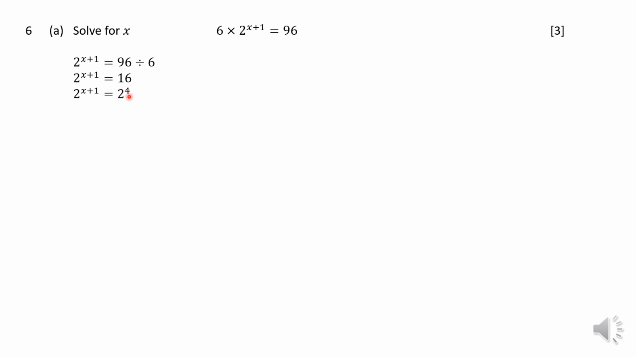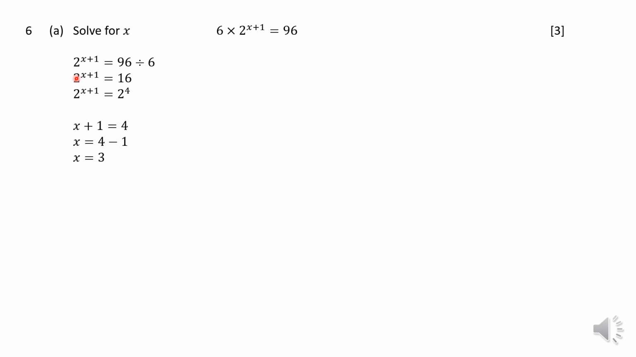16 is 2 raised to the power of 4. Now when the bases are the same, you drop them because the indices are then equal. Okay, that's what it implies. From here you can find what plus 1 gives you 4. Now obviously that is going to be equal to 3. And that is how you find that answer. You can quickly punch it in there and you will realize you get that 96.